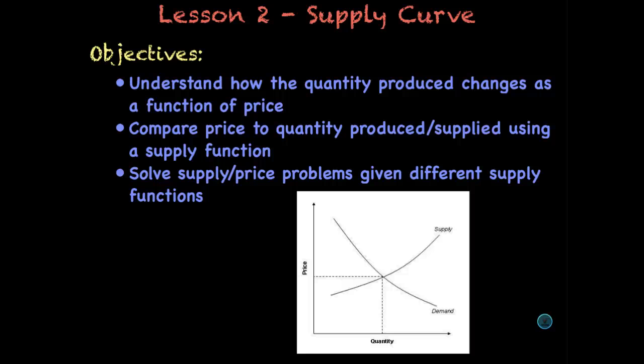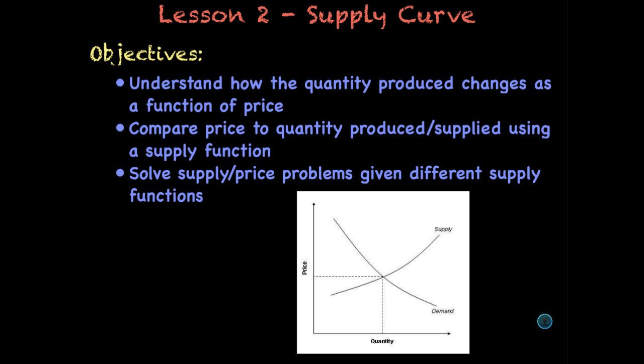Welcome to Lesson 2. This is our supply curve. Our objectives in this lesson are to understand how the quantity produced changes as a function of price. We're also going to compare price to the quantity produced or supplied using a supply function, and then we'll solve some supply price problems given different supply functions.